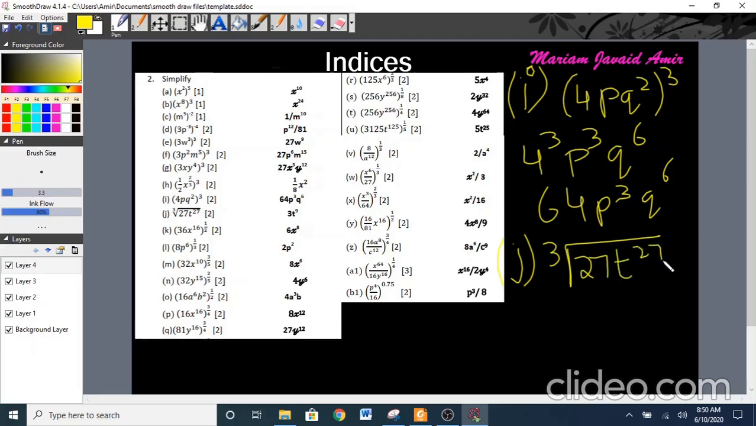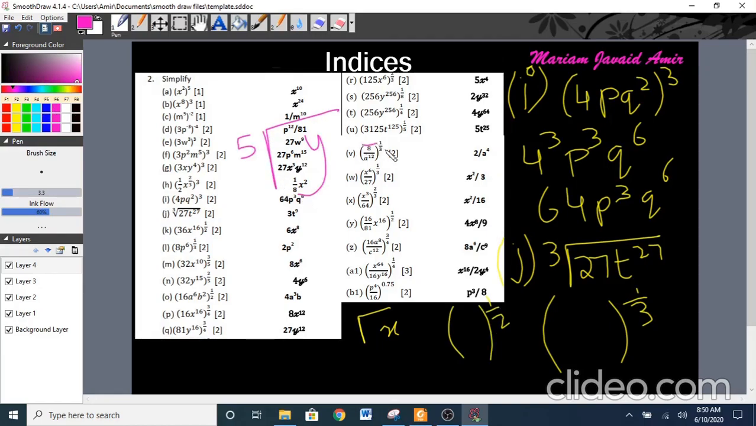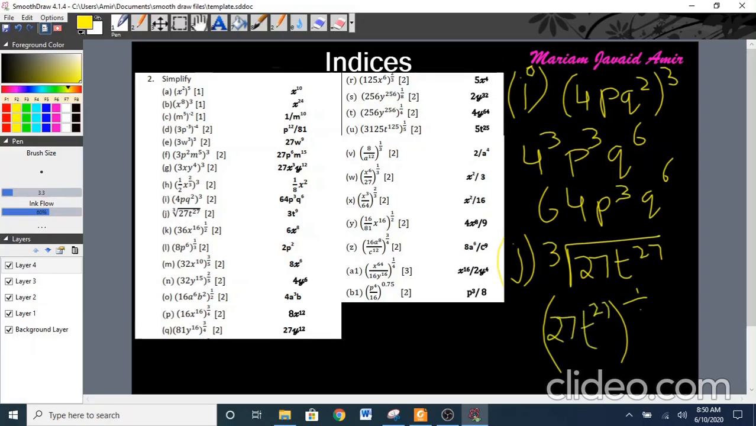Now we need to know that cube root is actually power 1 by 3. Similarly, square root of something is simply power 1 by 2. Similarly, let's say fifth root of something is simply power 1 by 5. Alright, keep this in mind. So we can change this to 27 t 27, whole power 1 by 3. So multiply the powers.